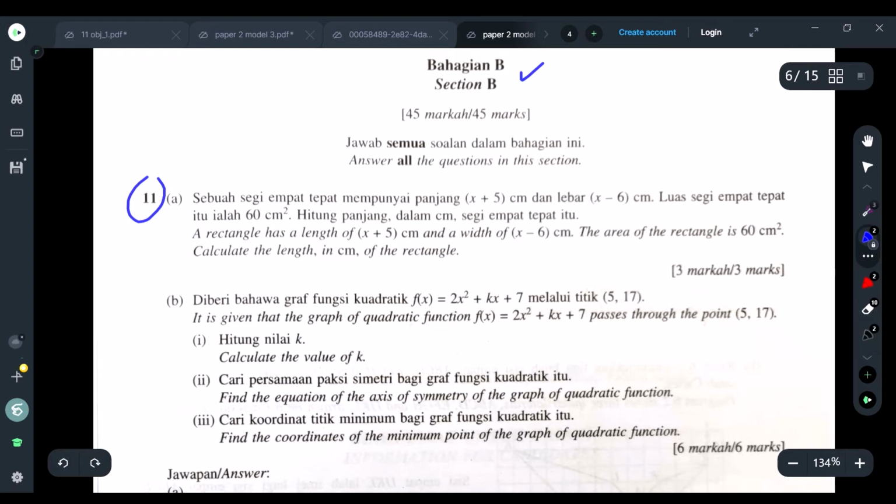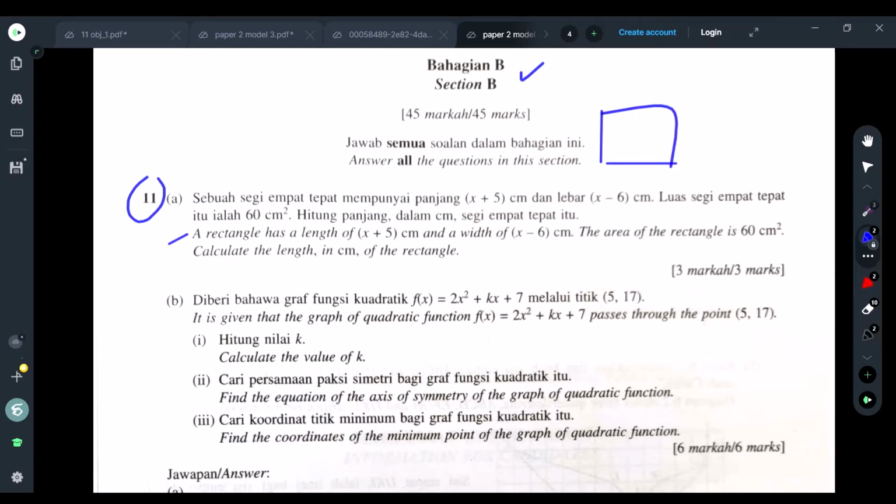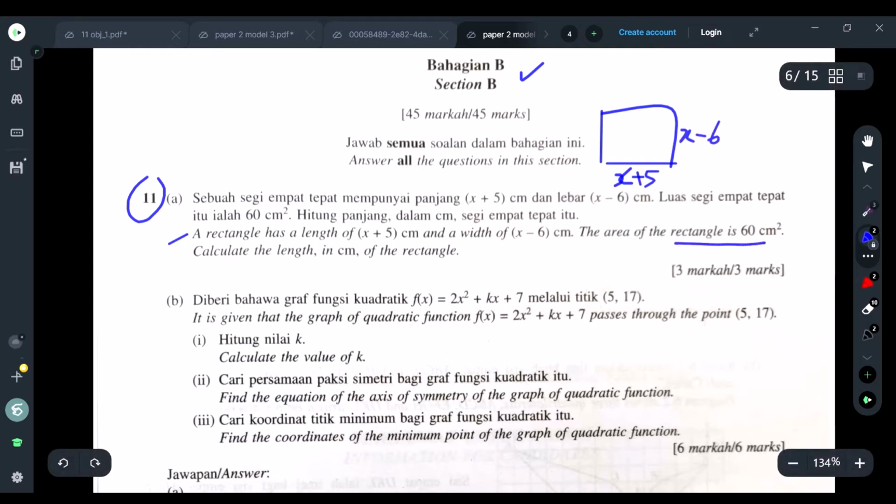This one, a rectangle, has a length of x plus 5, and the width is x minus 6. The area is given as 60 cm square. Calculate the length in cm of the rectangle. That means, what is the length here?